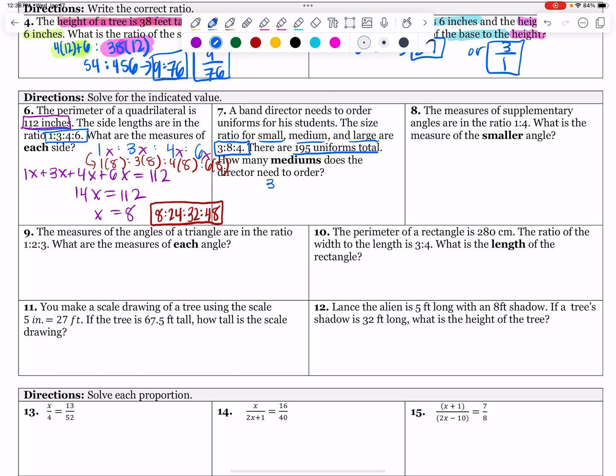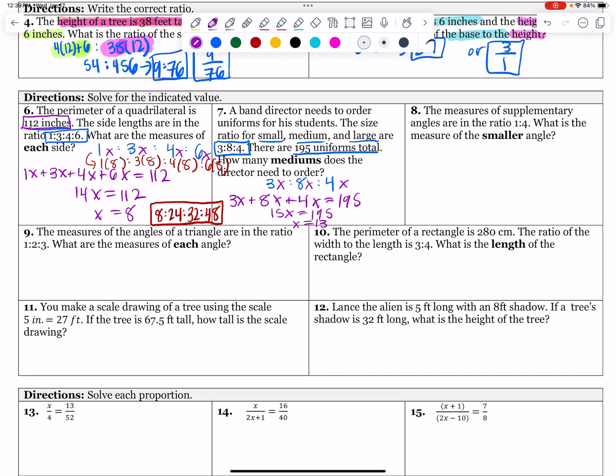So that means that this has been reduced by the same amount. The 3, the 8, and the 4 all had the same thing taken out. So those are my original amounts that I ordered, and I can add those up. I don't know what X is, but I can find out by adding these up to the total. And it says that this band director ordered 195 uniforms. And so 15X equals, when I combine like terms, 195. And X is equal to 195 divided by 15, which should be 13.